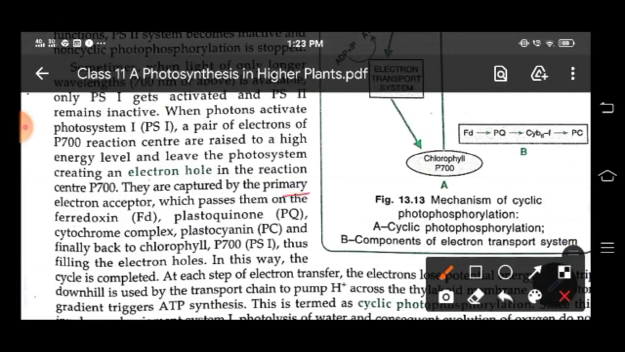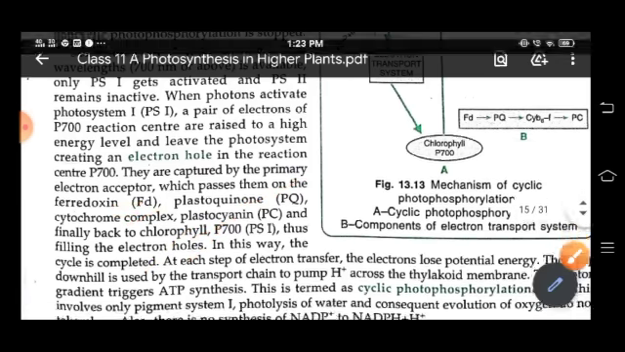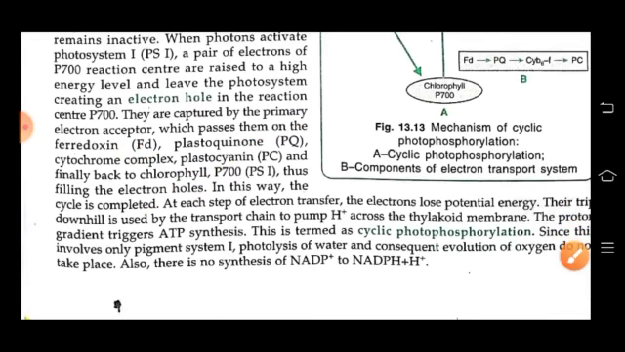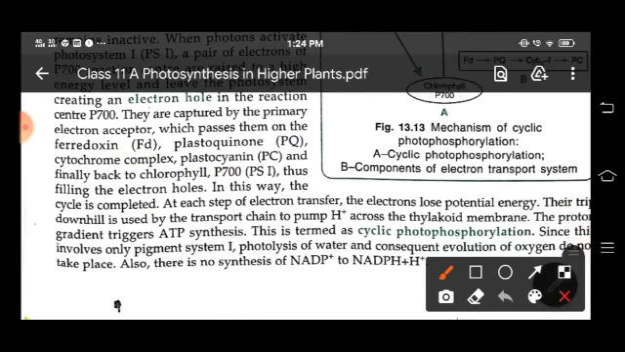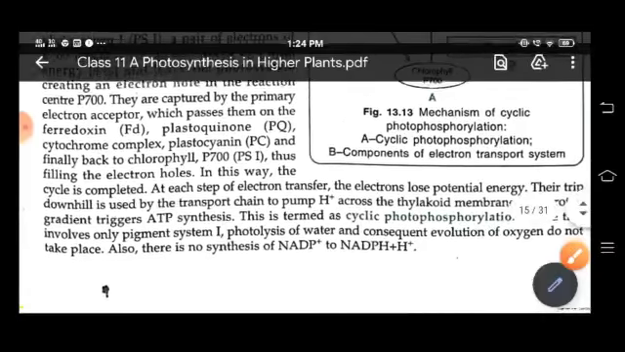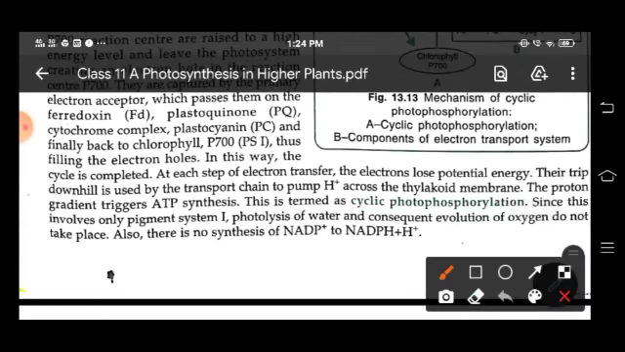They are captured by the primary electron acceptor, which passes them to ferredoxin, plastoquinone, cytochrome complex, plastocyanin and finally back to chlorophyll. So they fill the electron holes. In this way the cycle is completed. At each step of electron transport, the electrons lose potential energy. Their trip downhill is used by the transport chain to pump H+ ions across the thylakoid membrane. The proton gradient triggers ATP synthesis, and this is known as cyclic photophosphorylation.